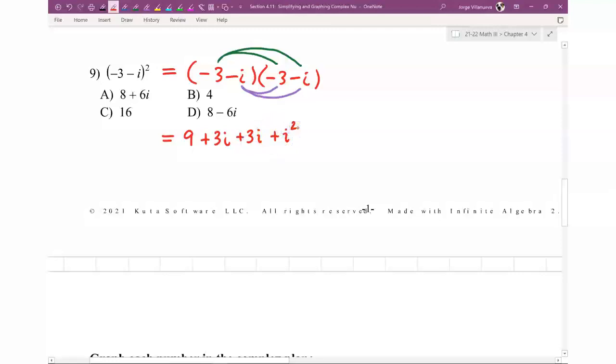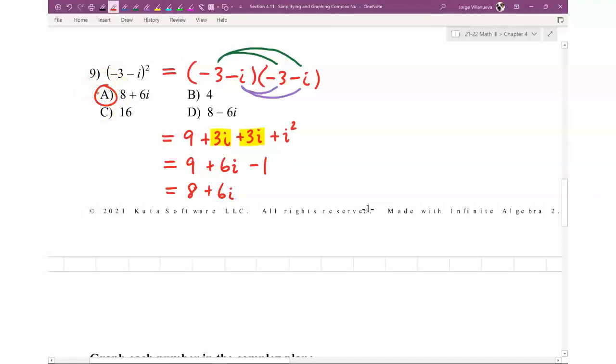Good. So I'm going to combine these right here. And then I'm going to also change the i squared into a what? A -1, right? So 9 plus 6i minus 1. Okay, because i squared is a -1. 9 minus 1 is 8. So I get 8 plus 6i. So my answer is A.